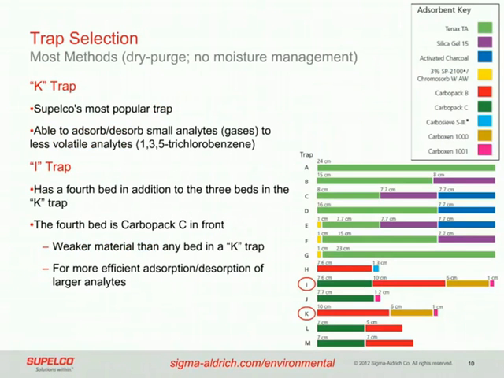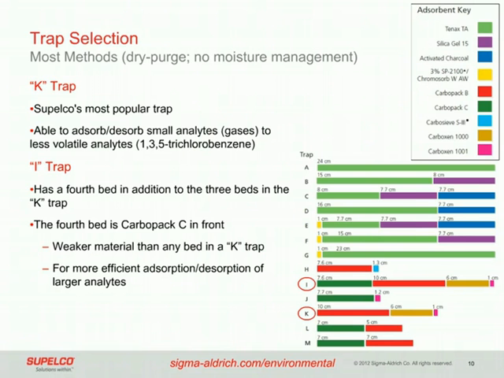So I have 5 slides here which are going to show different traps that we recommend for the different configurations and different methods. For most methods that are out there, if you're using a dry purge and you have the moisture management system off or not available, the traps that we recommend are the K-trap or the I-trap. The K-trap is the most popular trap. It is able to absorb and desorb small analytes like the gases to some of the less volatile analytes, particularly 1,3,5-trichlorobenzene. The I-trap is also another good trap.